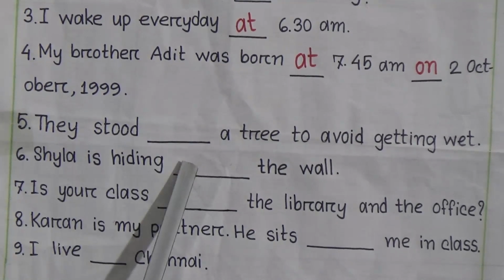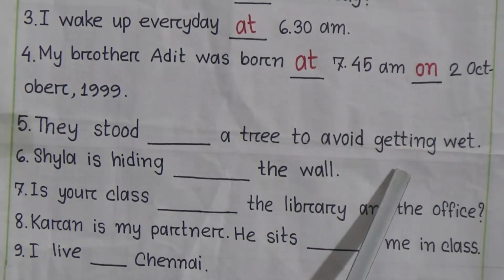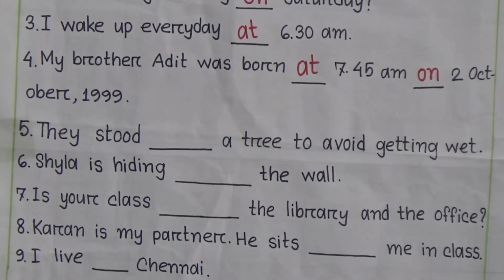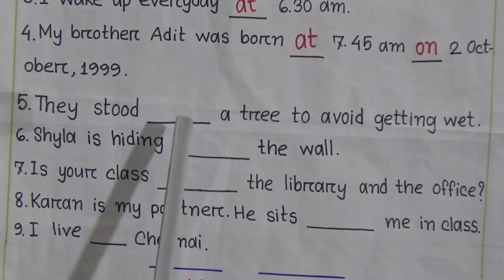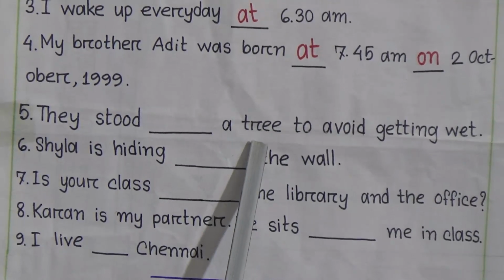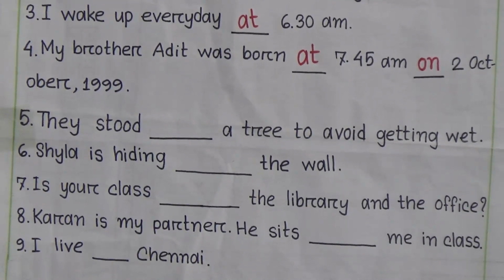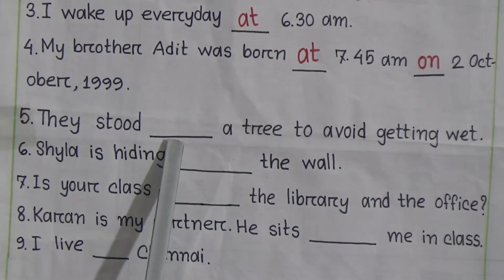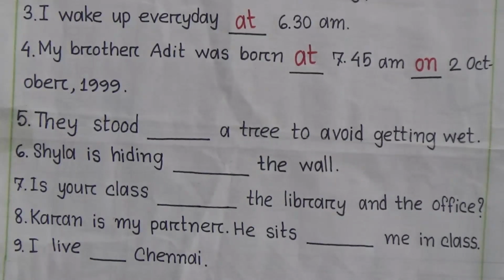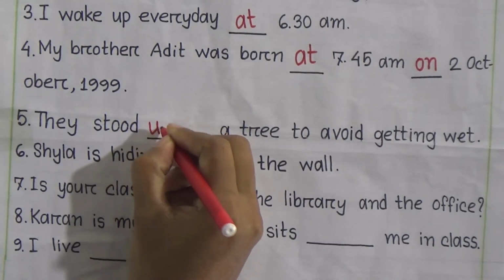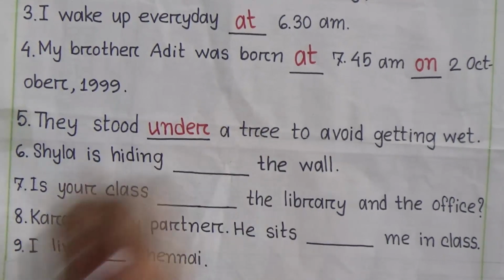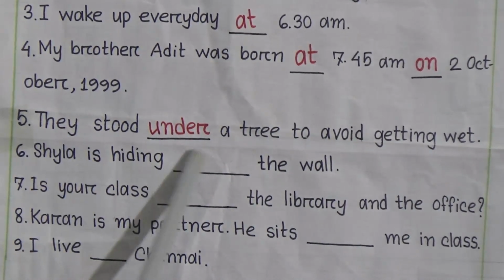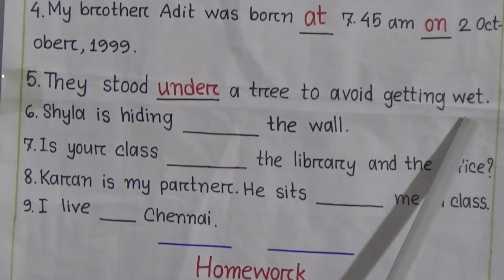Now number 5. They stood gap a tree to avoid getting wet. Okay, this is very clear. I hope they stood, and we are saying about a tree. It's definitely under a tree, because we can't stay at the top of a tree, so we have to write here under. They stood under. U-N-D-E-R, under. They stood under a tree to avoid getting wet.